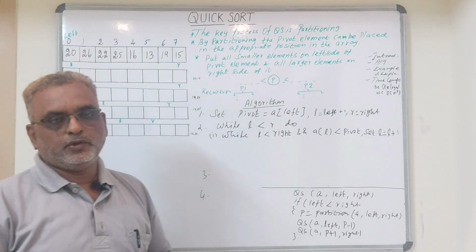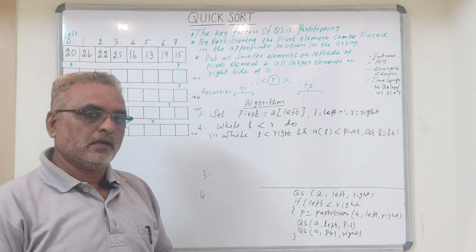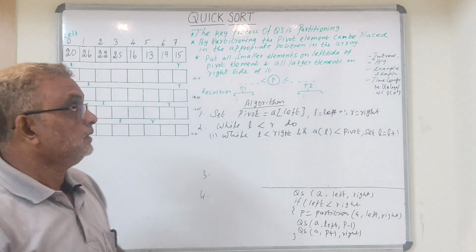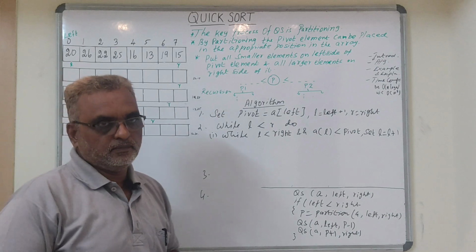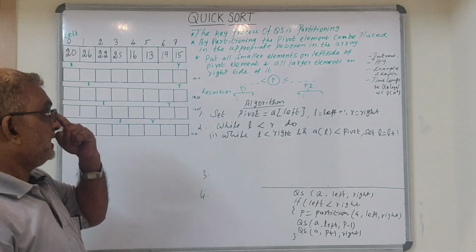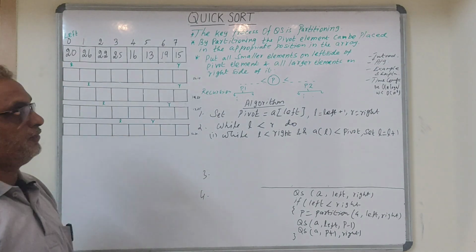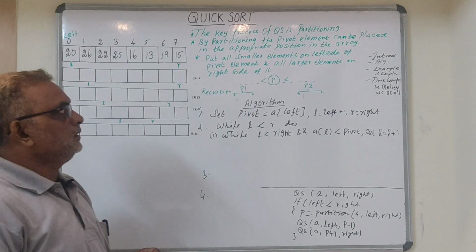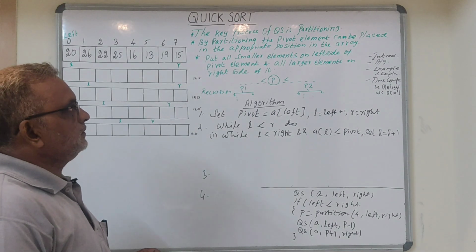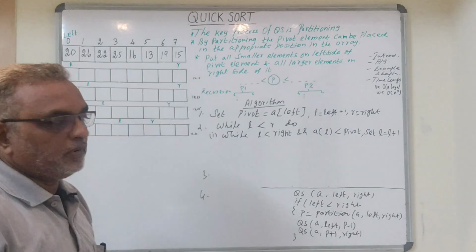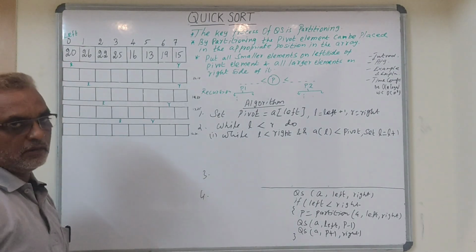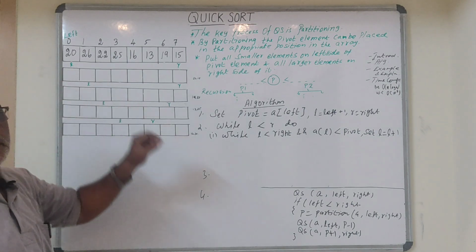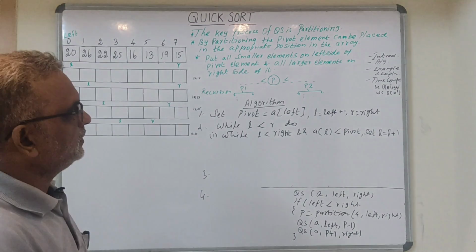So in this video we are going to discuss another important concept from data structures and algorithms, that is quicksort. Quicksort uses the divide and conquer technique. The key process of quicksort is called partitioning. The partitioning can be done with the help of a pivot element. The pivot element is an element that is selected from the given list.